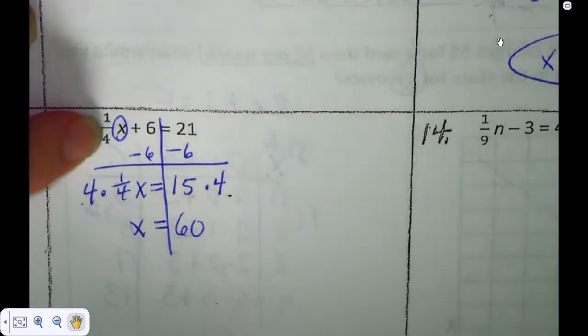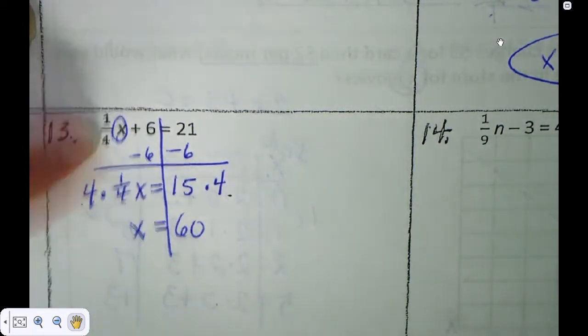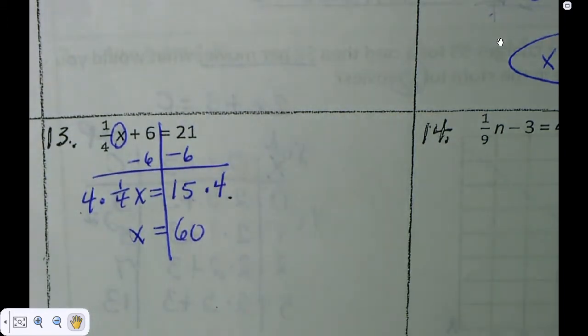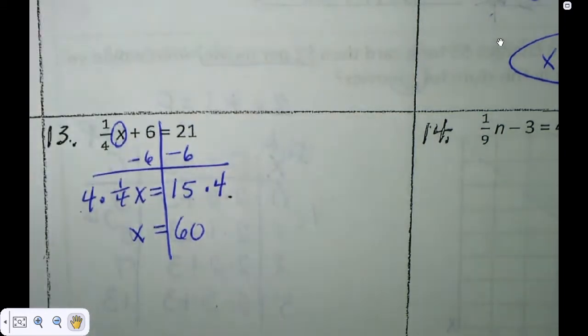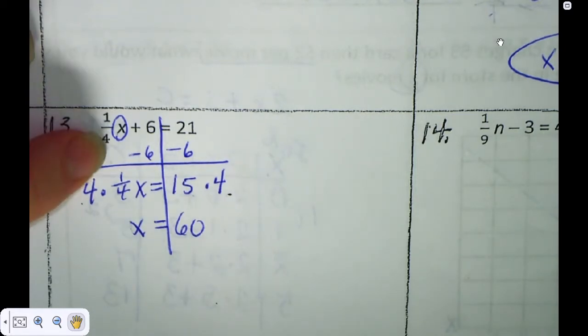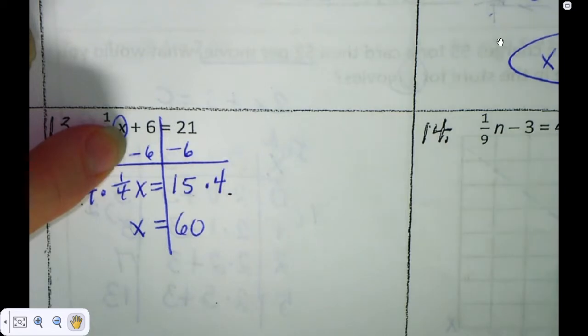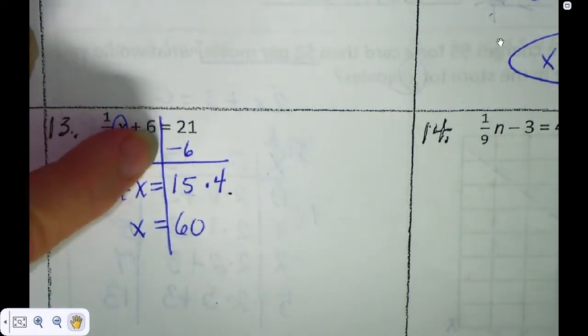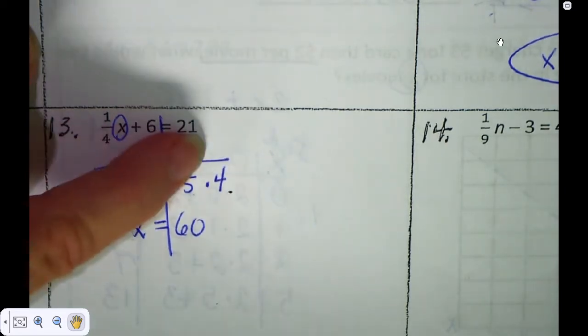Okay, now to check it. We could check it 3 ways. Let's just check it 1 way. Who wants to start me off? Daniel, you with me? Get your finger on the calculator. 1 divided by 4, 60 plus 6 equals 21.